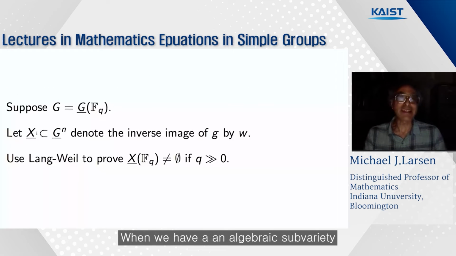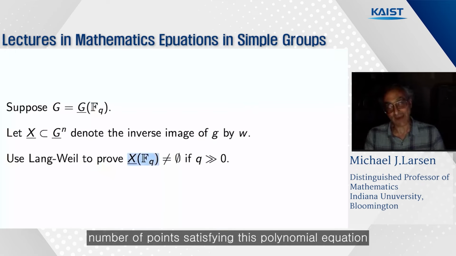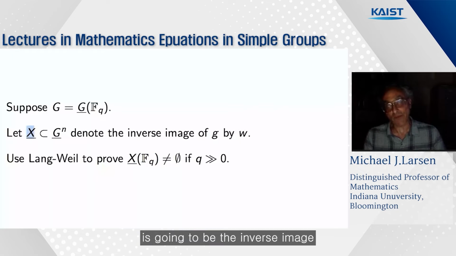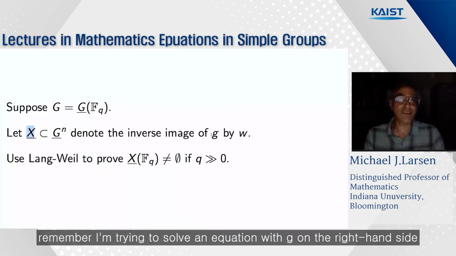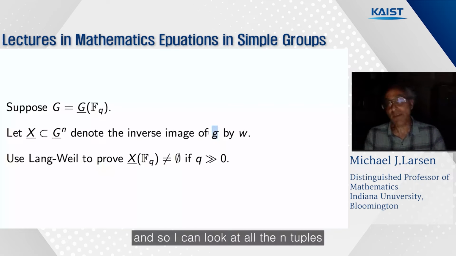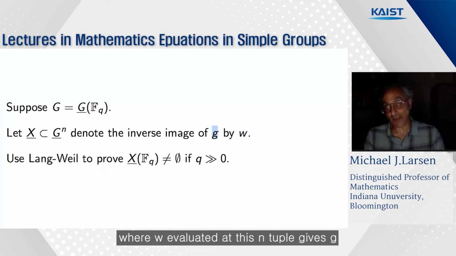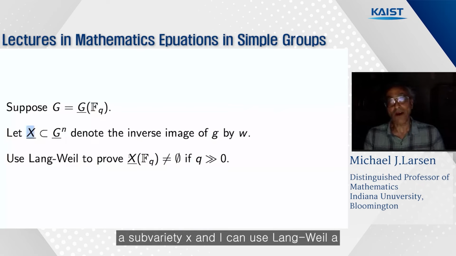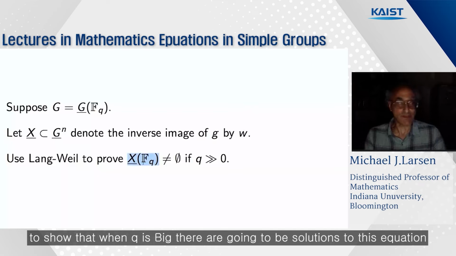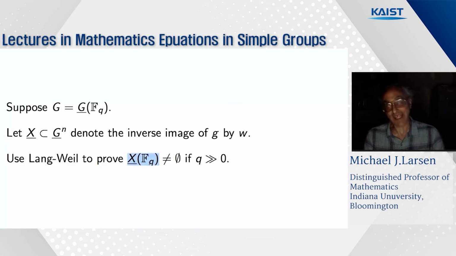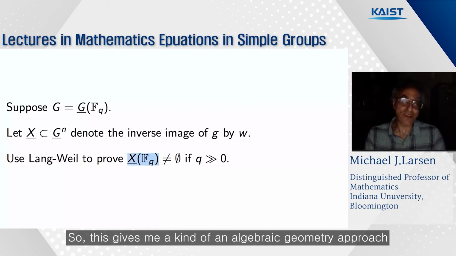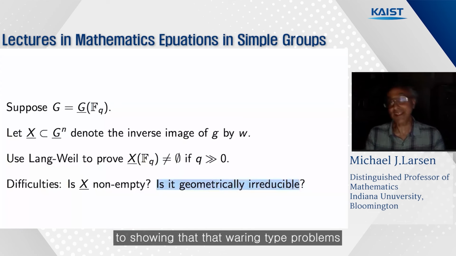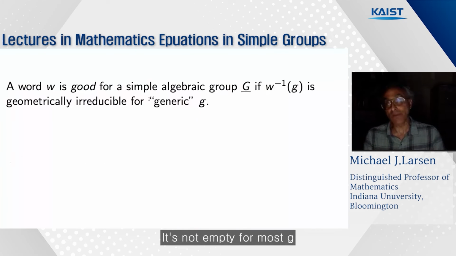Yeah, when we have an algebraic subvariety of G to the n, that number of points satisfying this polynomial equation. And the point is that the subvariety that I have in mind is going to be the inverse image. So remember, I'm trying to solve an equation with g on the right-hand side. And so I can look at all the n-tuples where w evaluated at this n-tuple gives g. That gives me some polynomial equations, and that defines a subvariety X. And I can use Lang-Weil to show that when q is big, there are going to be solutions to this equation. So this gives me an algebraic geometry approach to showing that the Waring type problem is not empty for most g.